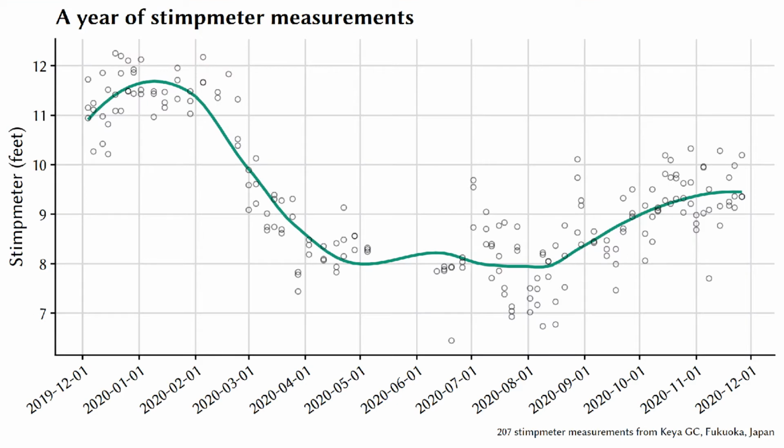Here's a year of stimp meter measurements from Keia Golf Club in Fukuoka, Japan, and this is 207 measurements taken over the course of the last year from December of 2019 up until the end of November of 2020. What you can see is in the wintertime, in January, February, the green speeds were at a peak of over 11 feet almost every day.